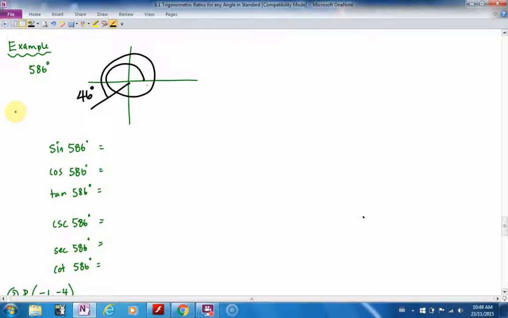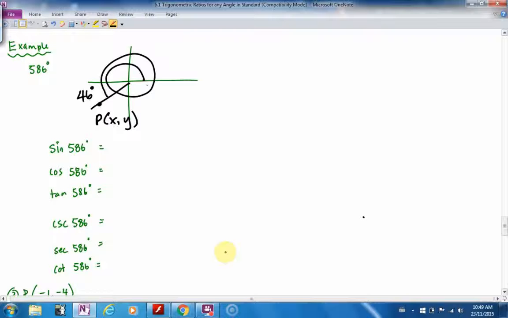X, Y, Z. If you knew the point, but you don't know the point, right? If I gave you the point on the unit circle, you could find them, but I didn't give you those values. So how can you evaluate the sine of 586? If it's not a special triangle, a special angle, you have to use your calculator. So you would just put it into your calculator.